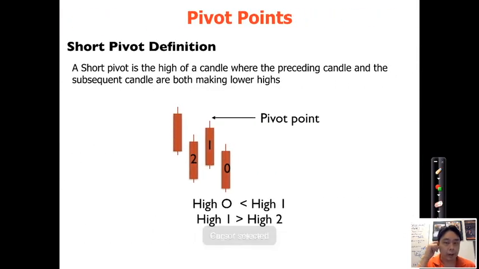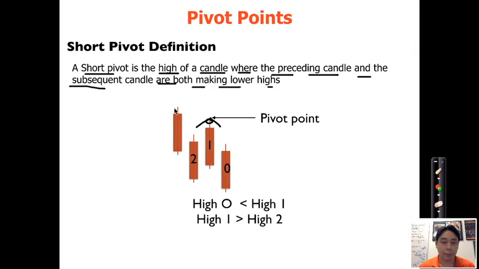Now, what's a pivot point, okay? A pivot point is a point where it makes a higher high than the previous candle and a higher high than the next candle. That's a pivot point, right? So think of pivot points as a V shape, or as like an inverted V shape in this case, right? So that's a pivot point, okay? So let's see if you understand that, okay? So a short pivot is the high of a candle where the preceding candle, which is the candle before it, and the subsequent candle are both making lower highs. That's a pivot point, right?